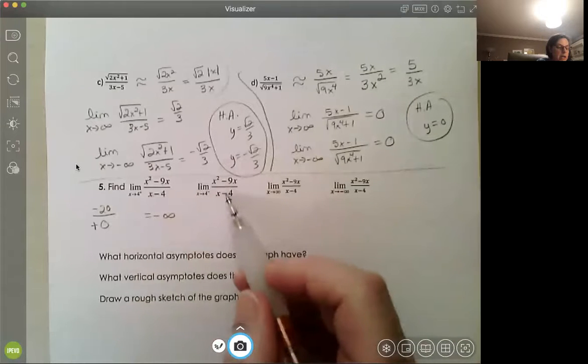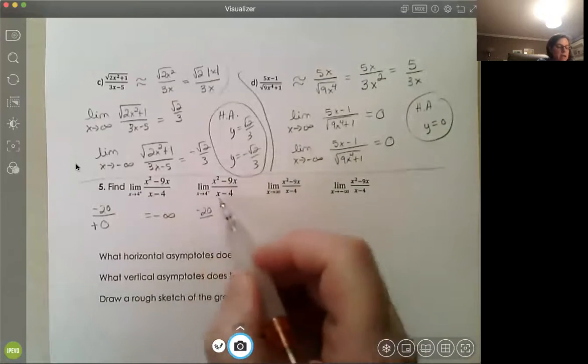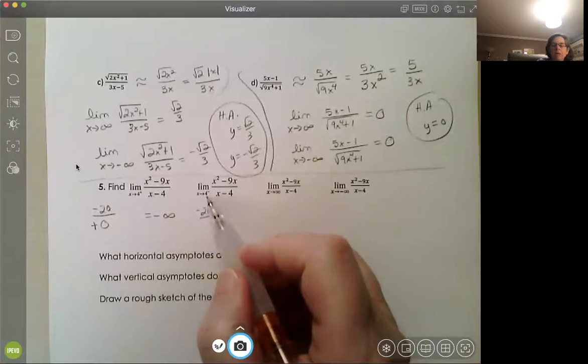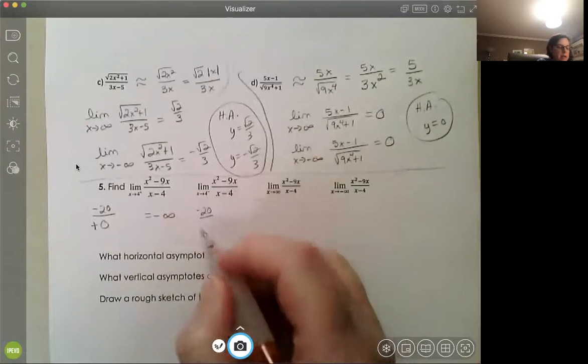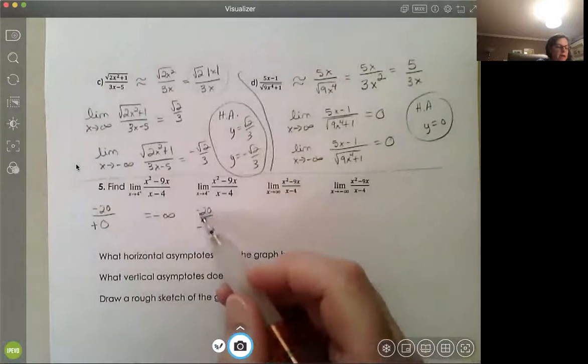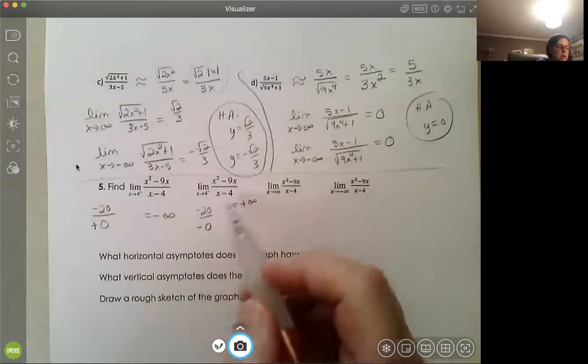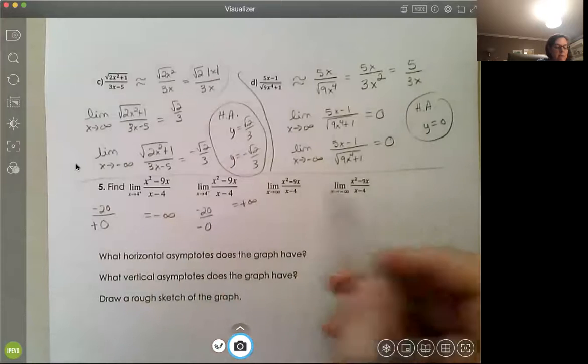All right, here again in the numerator, I'd get negative 20, but this time, since I'm approaching 4 from the left, the denominator would be approaching 0, but it'd always be negative values. Well, negative divided by negative is a positive, so this limit's positive infinity.